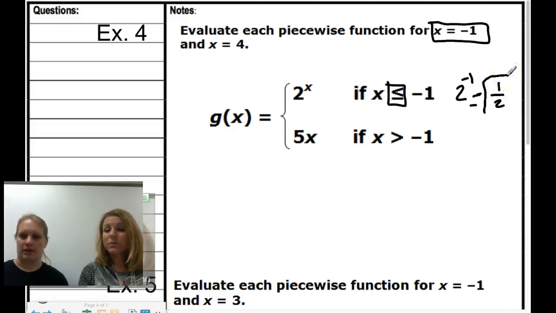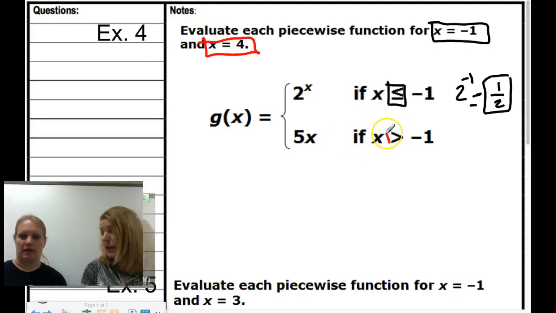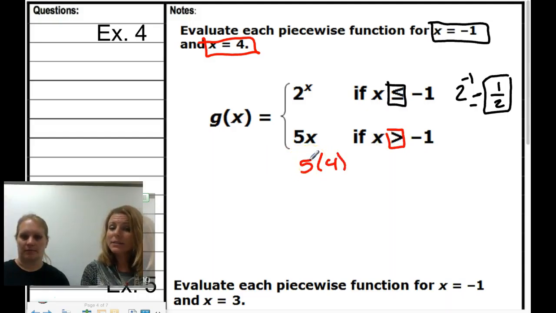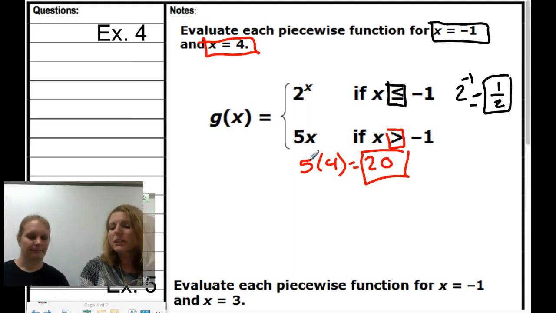There's our first answer. Great. X equals 4. That is greater than -1, so we will plug it into the 5x, which is 20. There's our 2 answers. Great. Now, notice the next one. It's different. So let's do it.